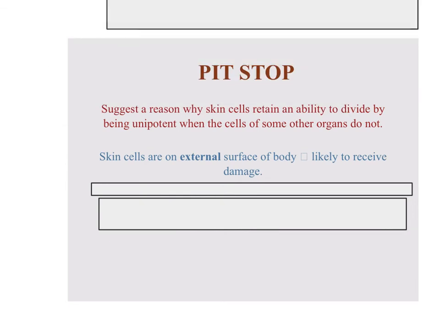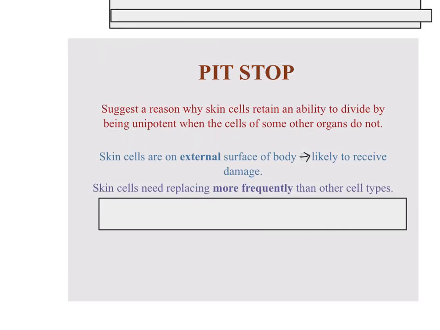So hopefully you should have been able to recognise, because you are made of some part of skin, that skin is on the outside of your body. It's the external surface, and therefore it's likely to get damaged. And because it gets damaged, it's going to need to be replaced more frequently. Okay, if you lost all of your skin cells and didn't replace them, you'd very quickly be like a big jelly blood bag.